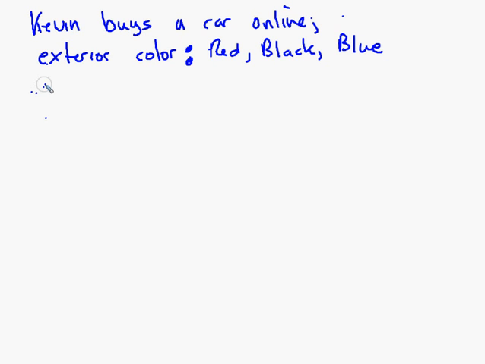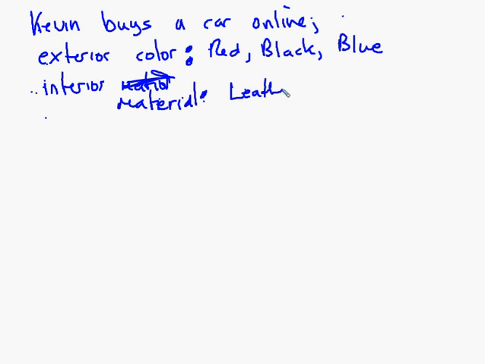And then they might say, well, interior material. So what does he want: leather, cloth, or vinyl? Okay, yep, those are typical options. And for our case, for his interior material, we're going to say that he could have a leather car or a cloth. No vinyl for this one.